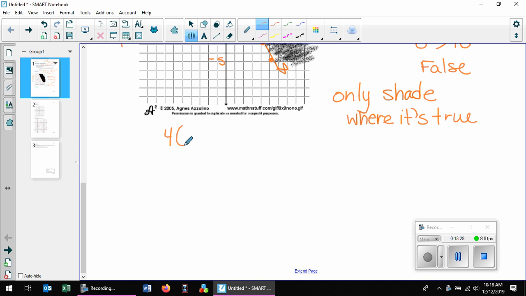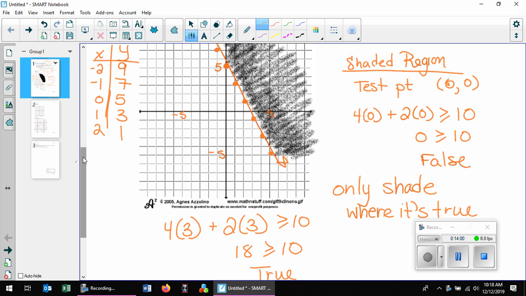Okay. So this would be 4 times 3 plus 2 times 3 is greater than or equal to 10. So 12 and 6 is 18. 18 is greater than or equal to 10. Is that a true statement? Yes. So our goal is to pick that test point and only shade where it's true. It's either going to be true or false. There are no other options. So because I picked (0, 0) and got a false, I'm not going to do the math and pick another test point on the other side to confirm that it's true.